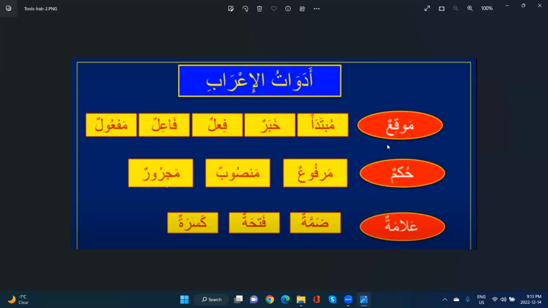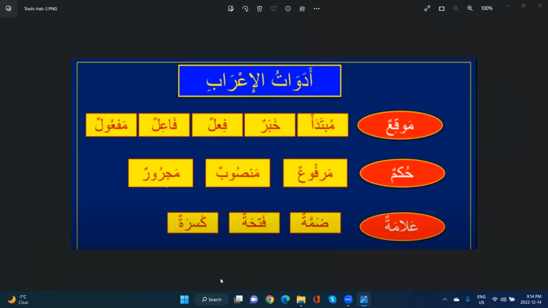So if I say mubtada, the complete way I can define it is: the mubtada is marfu'un bid-dhamma. The khabar is also supposed to be marfu', because in the jumla ismiya you have to go back. So with that information, you need three things to tell me to do the i'rab. Any questions so far?